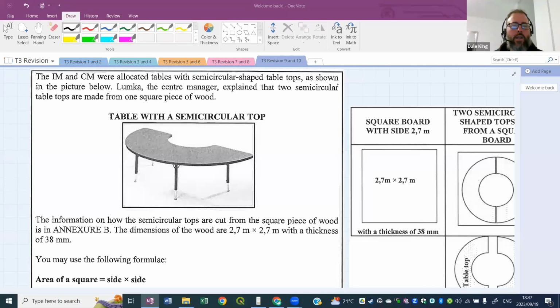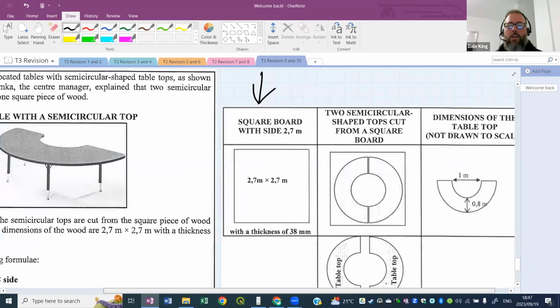Now we're reading the second paragraph. The information on how the semicircular tops are cut from the square piece of wood is in Annexure B. So here on the right-hand side is Annexure B. I will show you that now. The dimensions of the wood are 2,7 meters by 2,7 meters with a thickness of 38 millimeters. You may use the formula area of a square equals side times side.